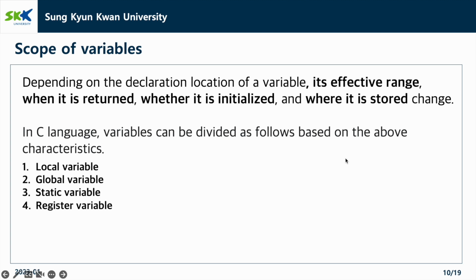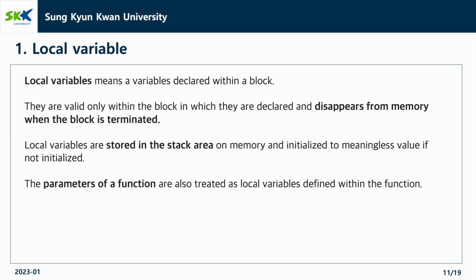Next part is scope of variables. Depending on the declaration location of a variable, its effective range, whether it is initialized, and where it is stored change. This is the scope of variable. In C language, variables can be divided as local variable, global variable, static variable, and register variable based on the above characteristics. Local variable means a variable declared within a block.